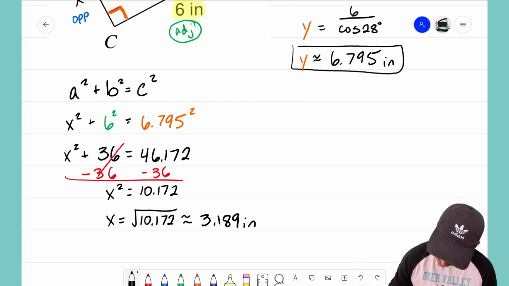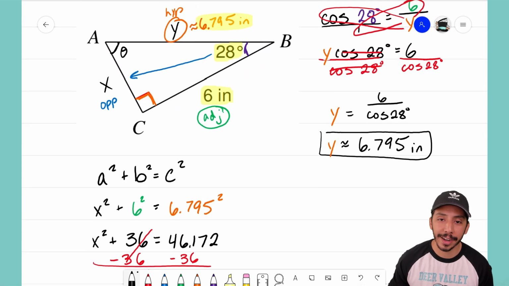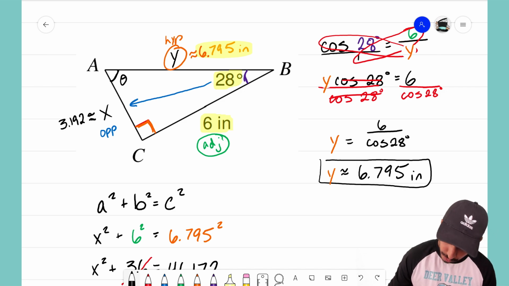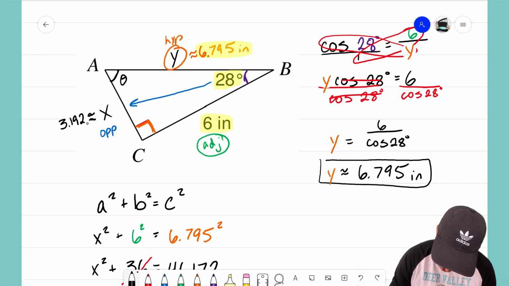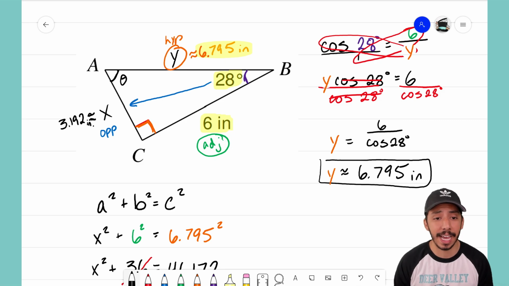3.189 inches. That is our remaining missing side of our right triangle. I'm going to go up here and write that right next to it. We now know that x is approximately 3.192 inches. Again, we could use Pythagorean's theorem to help us solve that missing side.